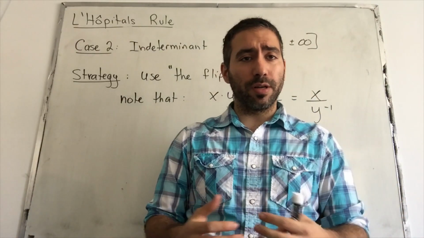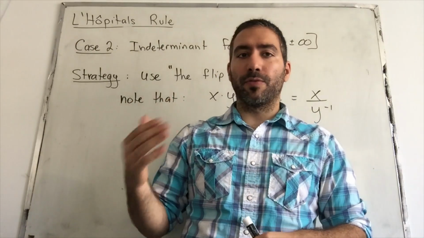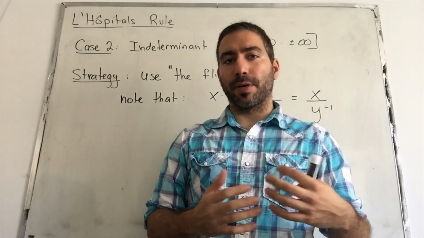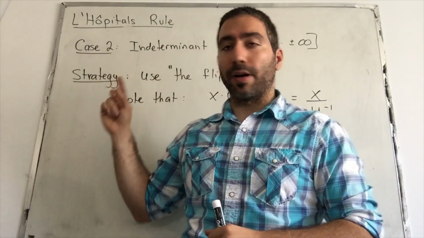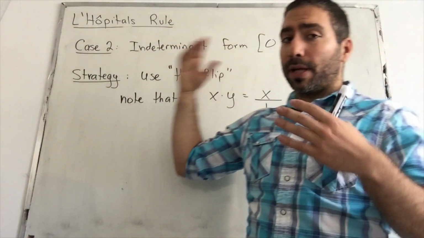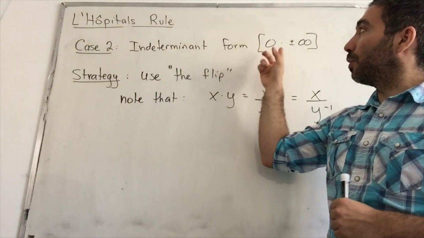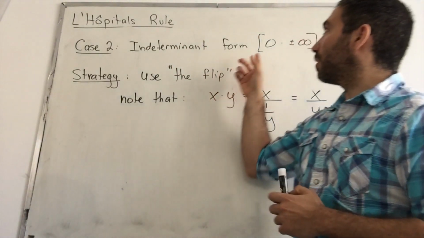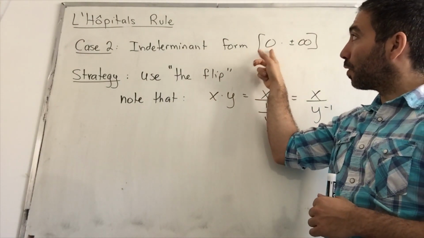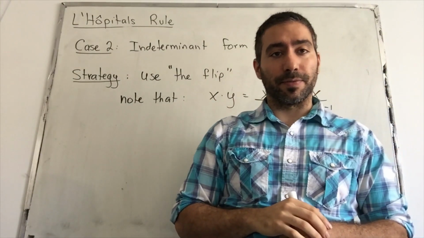So we saw case 1 where we have the indeterminate form 0 over 0 or infinity over infinity, plus minus, doesn't matter. But now we're looking at the case where we're still going to apply L'Hopital's rule, but the indeterminate form that we're dealing with is 0 times plus or minus infinity. How do we deal with an indeterminate form of the form 0 times plus minus infinity?